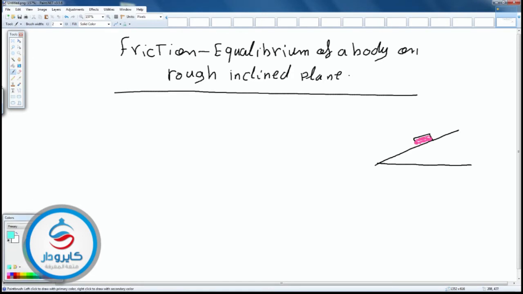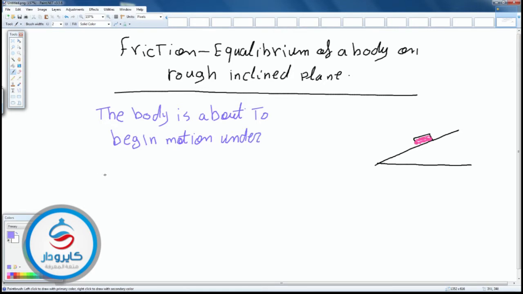تاني كده نكتب الجملة دي. The body is about to begin the motion under the effect of its weight only. ايه اللي هيحصل؟ نركز كده مع بعضينا.